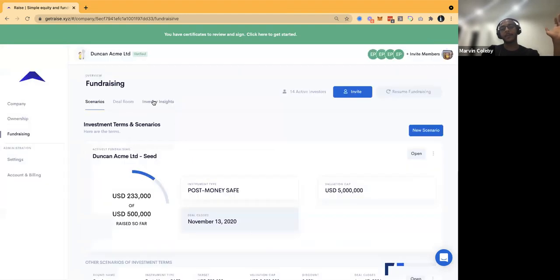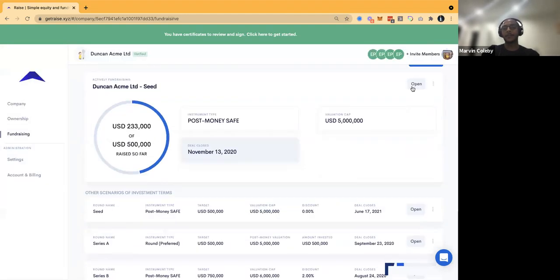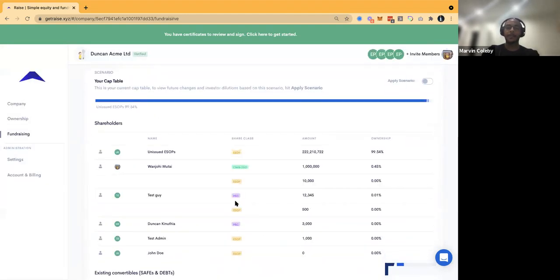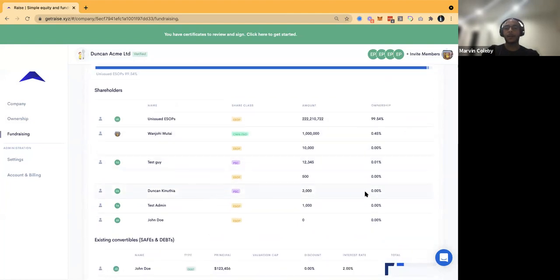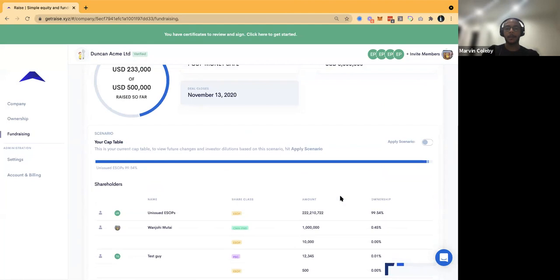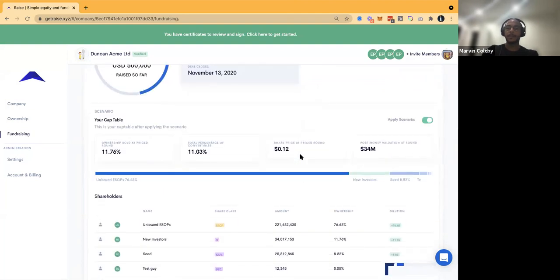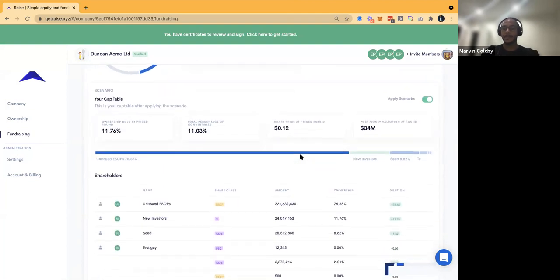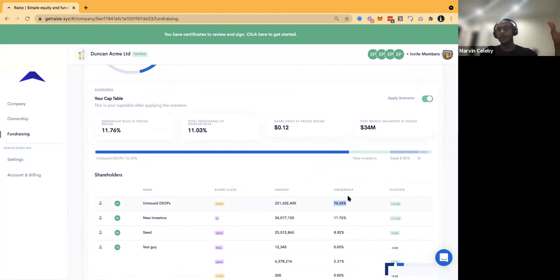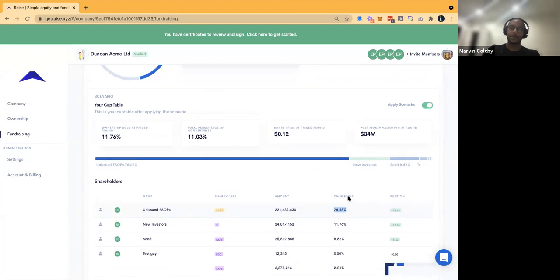And one really good way of understanding the impact of all of this is running a scenario on the Raise platform. So you'll say, my name is Derdus, I own, let's just say, 99% of the company. And after you raise a round, here I've just applied a scenario. So I know I'm raising a certain amount of money, and it will say I'm going from owning 99% of the company to owning 76% of the company. So I've been diluted by a certain amount.